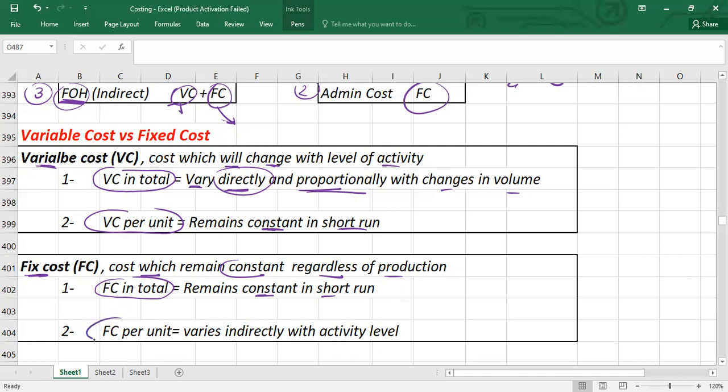But whenever you divide the fixed cost into per unit, of course if your production goes up, fixed cost per unit will go down. If you decrease the production, fixed cost per unit will go up. So this is what is called fixed cost per unit. It varies indirectly. Indirectly means if you increase the production, fixed cost per unit will go down, with activity level. So this is fixed cost.